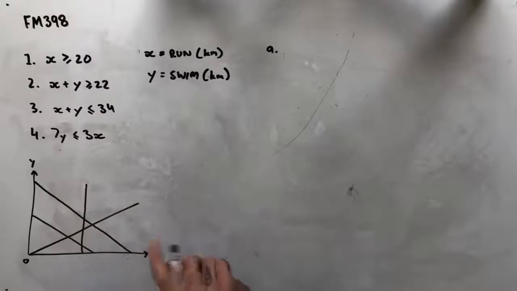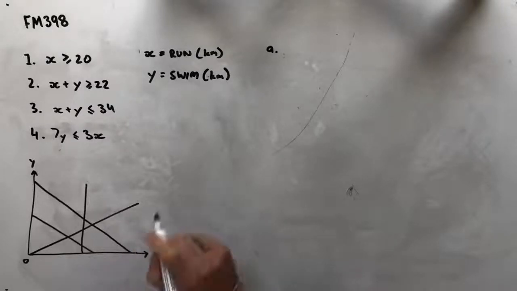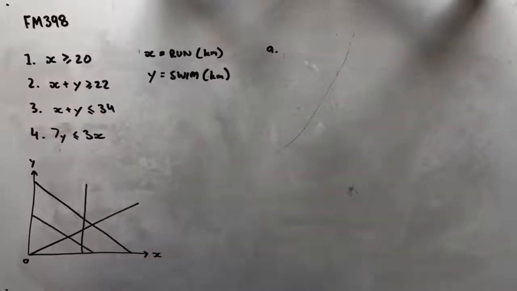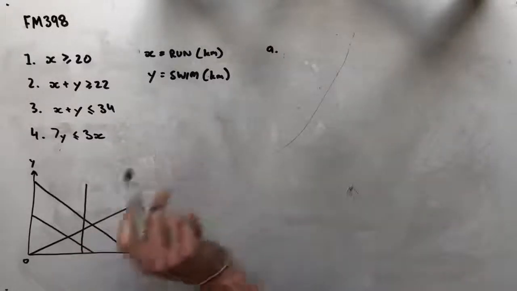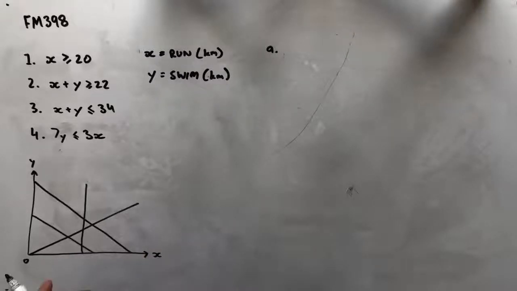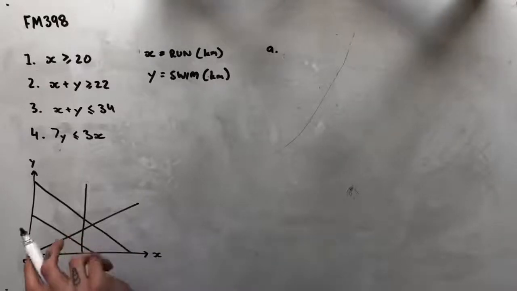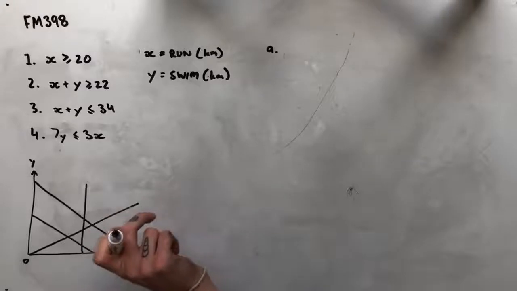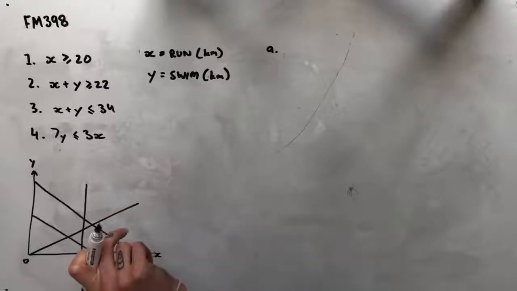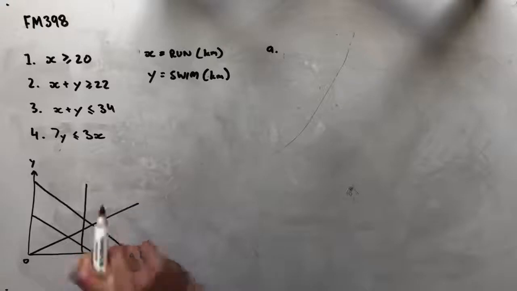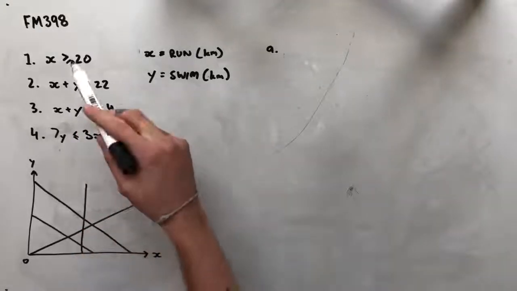So this question reads, Colton is training for a triathlon. He is already a well-practiced cyclist, however his running and swimming require some improvement. Let X be the number of kilometers Colton runs each week, and let Y be the number of kilometers Colton swims each week. Colton's training program dictates that he must run at least 20 kilometers each week, swim and run at least 22 kilometers each week, swim and run no more than 34 kilometers each week. This information can be represented by inequalities 1, 2, and 3 respectively.